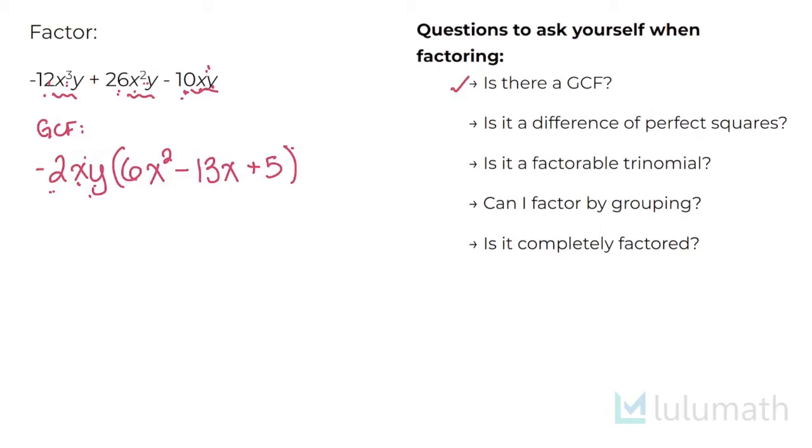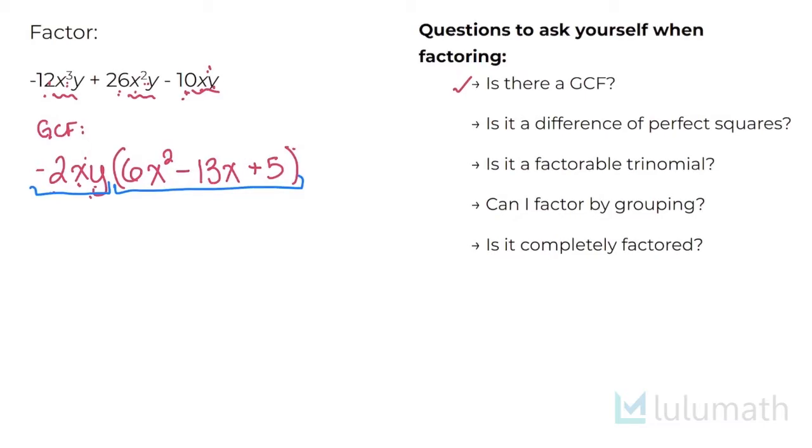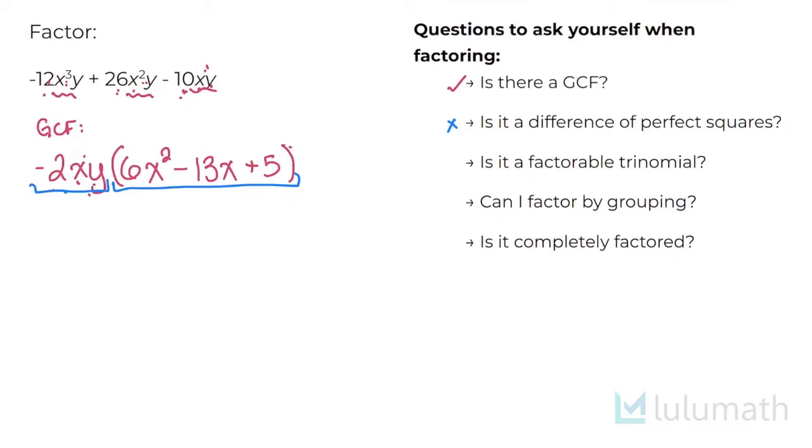The next question is, is it a difference of perfect squares? Well, looking at my two factors, this is a monomial, and this is a trinomial, and because the difference of perfect squares needs to be a binomial, we can conclude that it is not a difference of perfect squares. Then we're going to ask ourselves, is it a factorable trinomial? Looking at our first factor, it is a monomial, but looking at our second factor, we have a trinomial. So we're going to try to see if we can factor this.